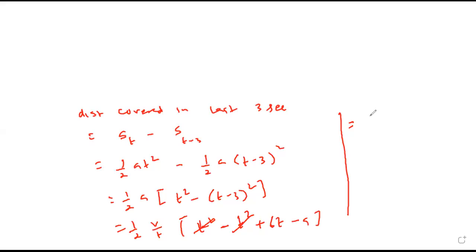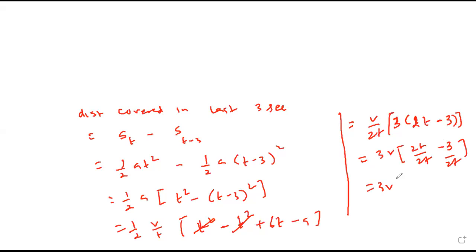So we get v upon 2t into 6t. I'm taking 3 common, 3 into 2 is 6. Then 2t minus 3. So this equals 3 outside and take 2t inside: 3v upon 2 into 1 minus 3 upon 2t, which is option 3. Okay, option 3. Now follow. Yes, sir. After that, question 43.